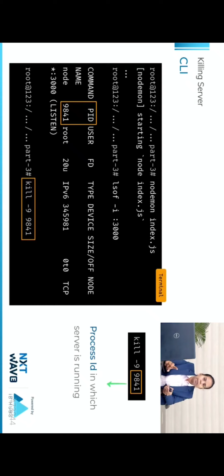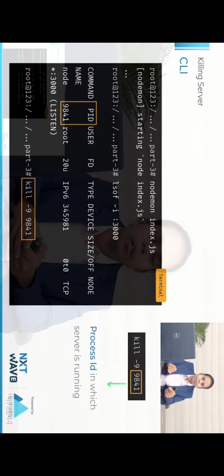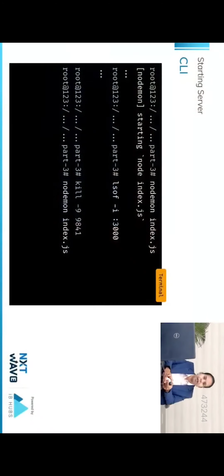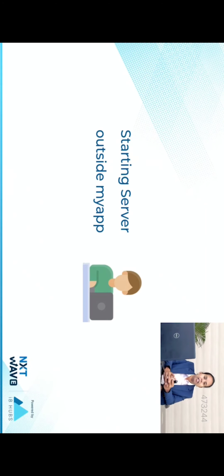Next, run the command kill -9 and provide the process ID. Then what will happen? The process running on port 3000, the process of that corresponding process ID, will be killed. So like this, you can run the server again. Clear? Now another common error is starting the server outside the My App directory.